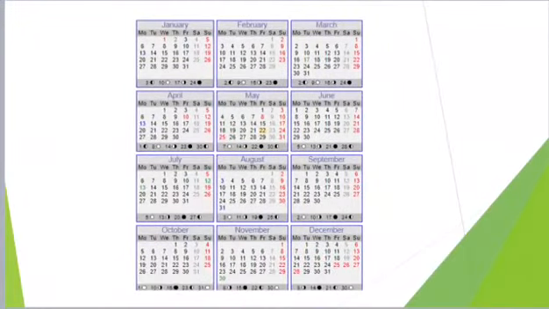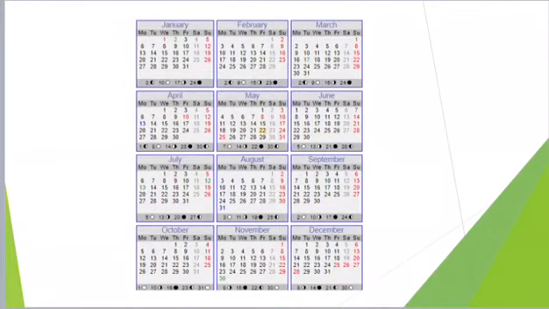So some of you might be wondering why there were no questions about months. For instance, how many days there are in a month or how many weeks there are in a month. And that's because months are kind of special in their own unique way. And if you look at this calendar here, you'll see why.